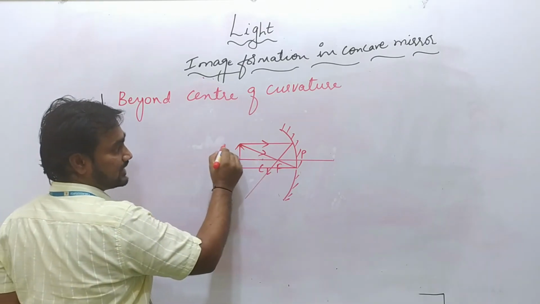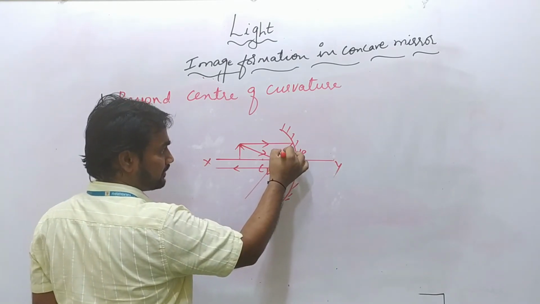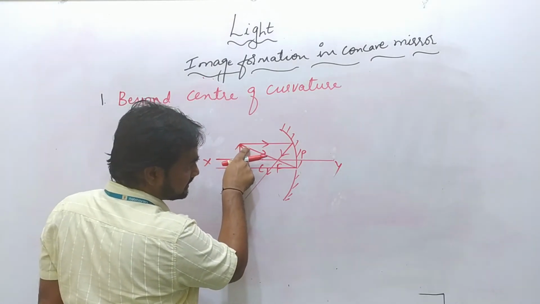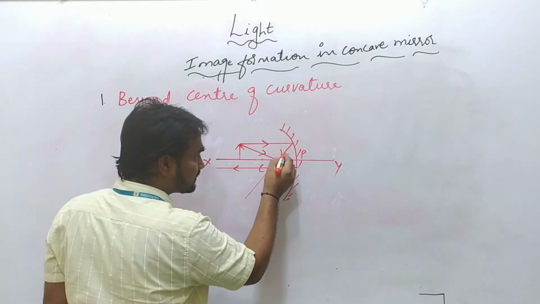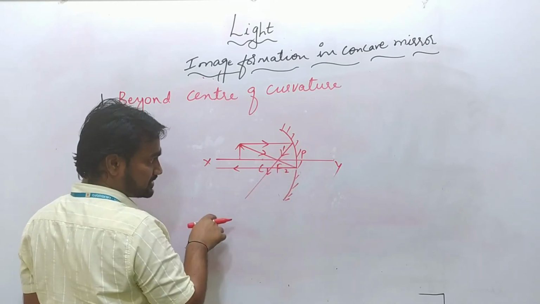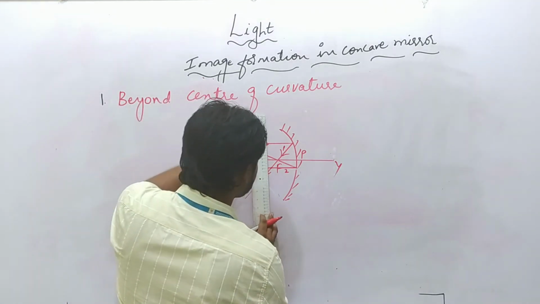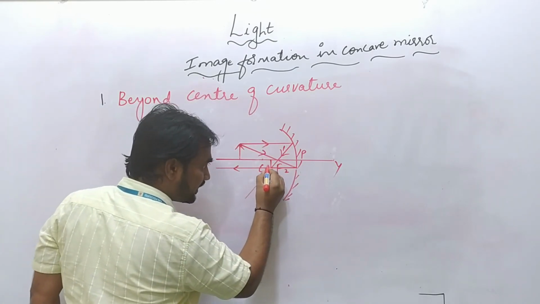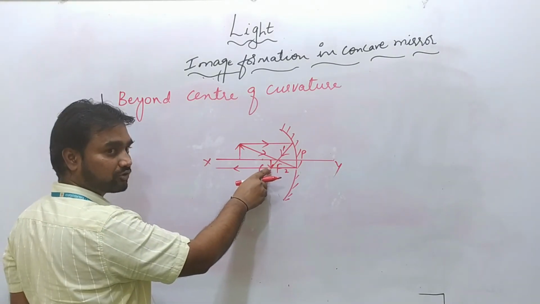First rule, when the incident ray is parallel to the principal axis, the reflected ray is passing through the principal focus. And the second rule that I have taken here is, when the incident ray is passing through the principal focus, the reflected ray is parallel to the principal axis. This is the first reflected ray and this is the second reflected ray. They are meeting at this point, right? Now I am going to draw a vertical line. Where these two reflected rays are meet, there you have to draw the arrow mark.